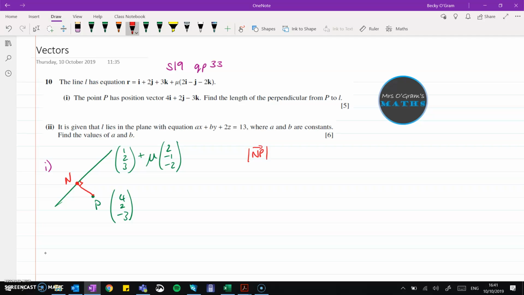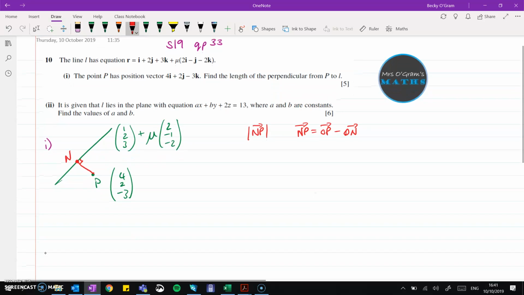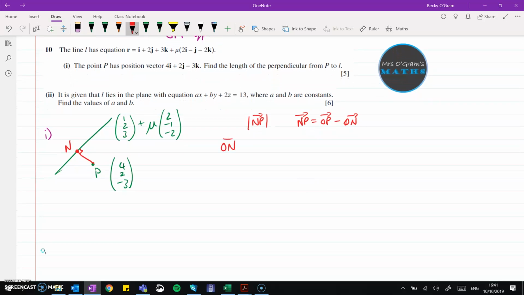First of all, we need to work out NP itself. Now NP will be OP minus ON. So we need to work out ON. So ON will be somewhere along that line which we've got here. Now it happens at one particular instance of mu. We don't know what that is. I'm going to call it t. So we're saying it's not the variable mu, but it's one particular instance of it. So we can summarize that as (1 plus 2t, 2 minus t, 3 minus 2t).